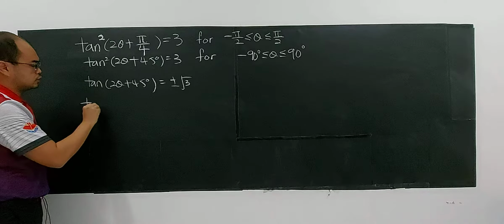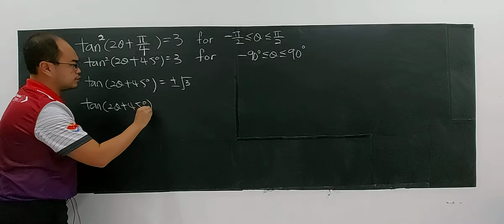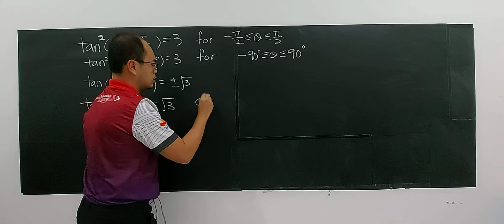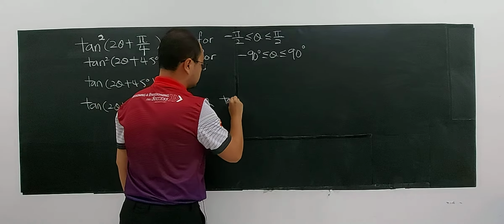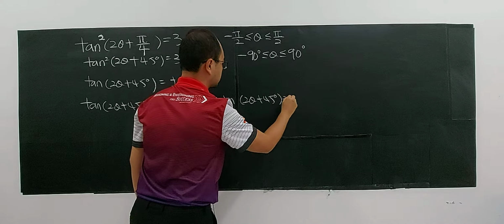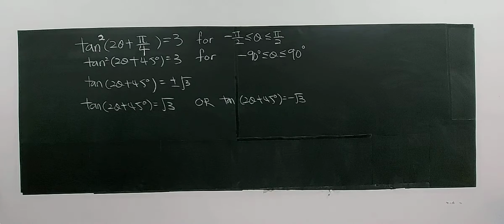So you have tangent of 2 theta plus 45 degree equals square root of 3, or tangent of 2 theta plus 45 degree equals negative square root of 3, right? Positive or negative square root of 3.